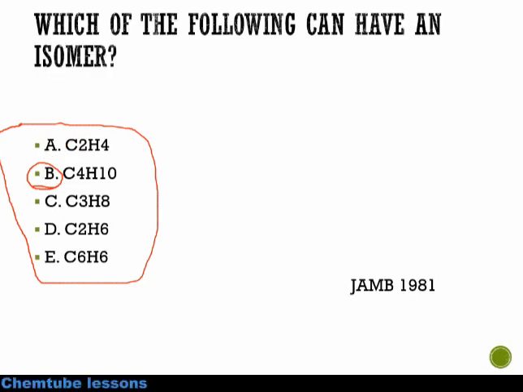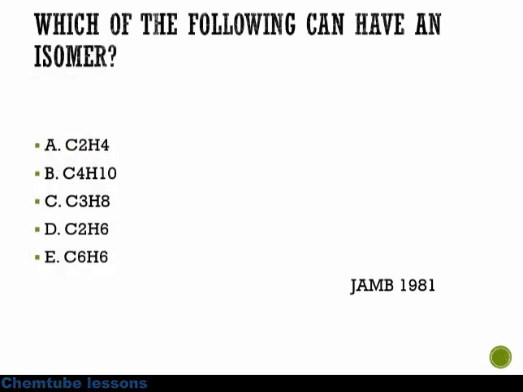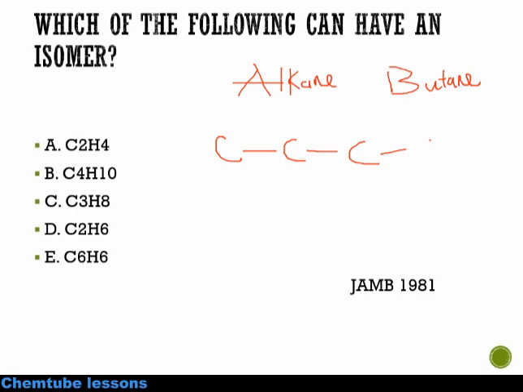So the question says, which of the following can have an isomer? So isomerism starts in alkanes, in alkane compounds. Isomerism starts from butane. Now, why does isomerism start from butane? For example, if I have butane, which is C4, it has 4 carbons. Now, I can easily write the isomer of butane.